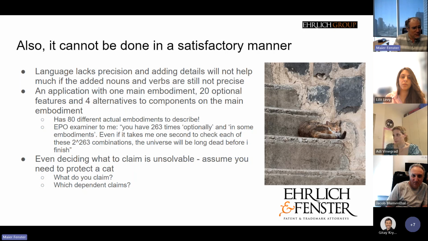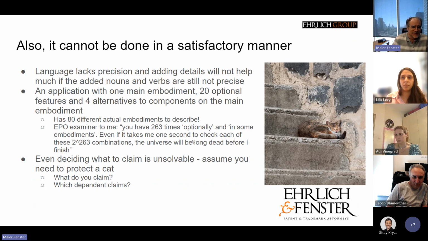That means you have 2 to the power of 263 different combinations. Even if I do each one in a second, I'm not going to be done in time. The world will end before that. Okay, so you can never have enough details.